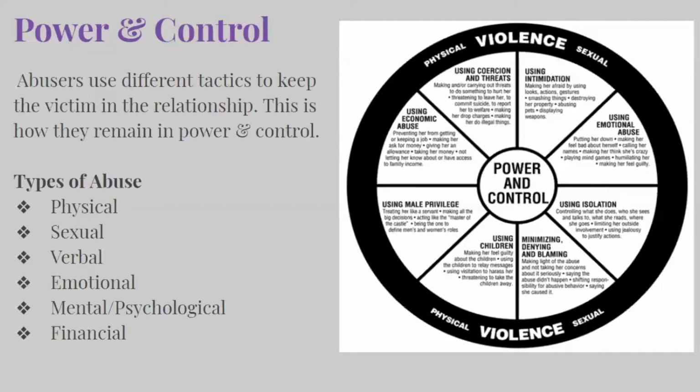So even though the victim may have a job, the abuser will take their check, or maybe they share an account and the abuser has control over what they're using their finances for. So these are all the different types of ways that abusers can take over and abuse their victim.